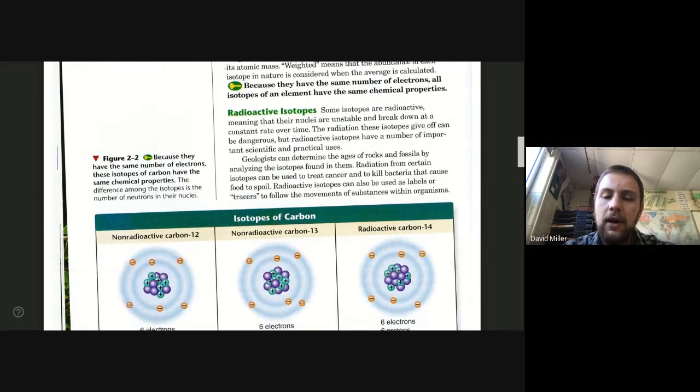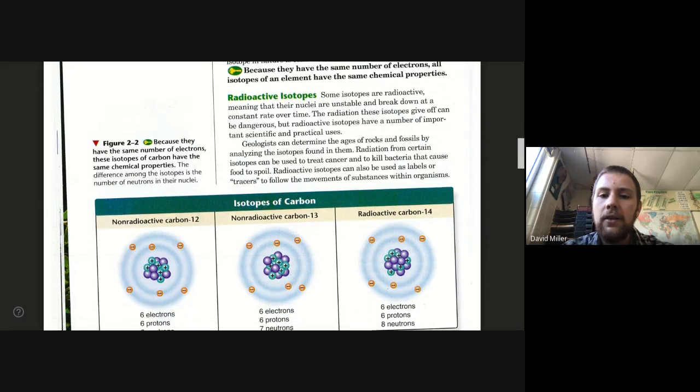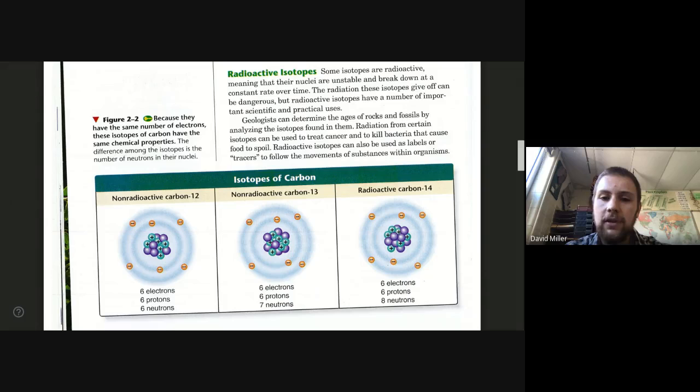Radioactive isotopes. Some isotopes are radioactive, meaning that their nuclei are unstable and break down at a constant rate over time. The radiation these isotopes give off can be dangerous, but radioactive isotopes have a number of important scientific and practical uses. Geologists can determine the ages of rocks and fossils by analyzing the isotopes found in them. Radiation from certain isotopes can be used to treat cancer and to kill bacteria that cause food to spoil. Radioactive isotopes can also be used as labels or tracers to follow the movements of substances within organisms.